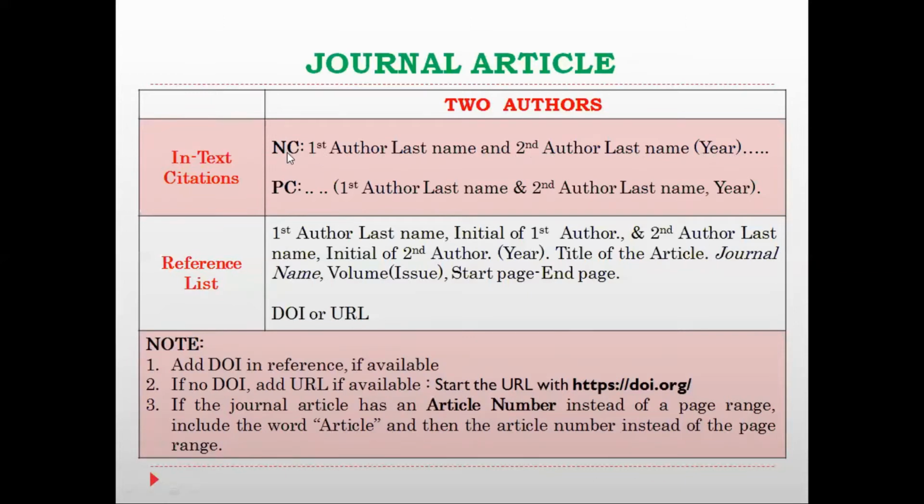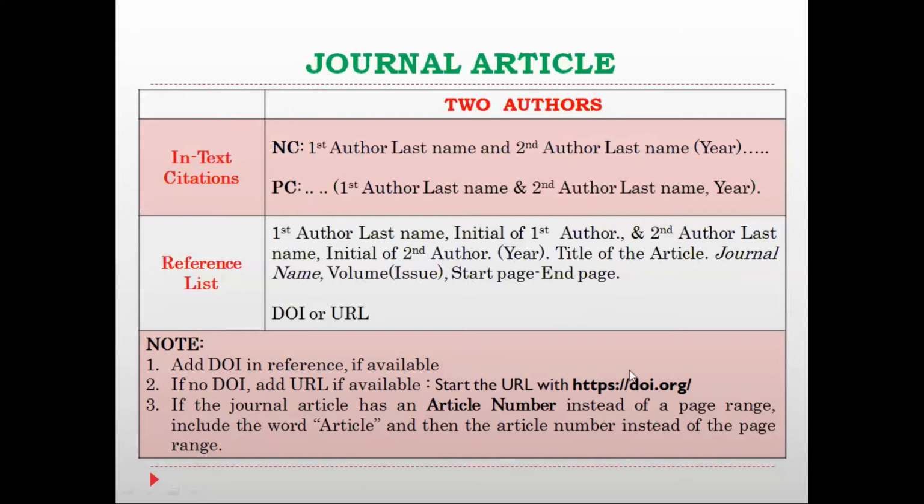In a narrative citation, and in a parenthetical citation, it will be Cruz and Bachchan, comma, year. Similarly here, in the reference list, it will be Cruz, comma, T., comma, and Bachchan, comma, A., then the year and title of the article that you cited, and the journal name in italics, and similarly the volume, the issue will follow, and the start page and the end page.